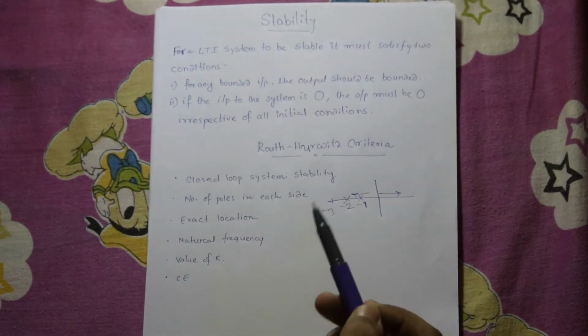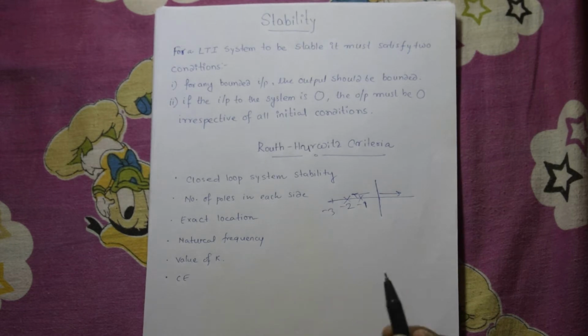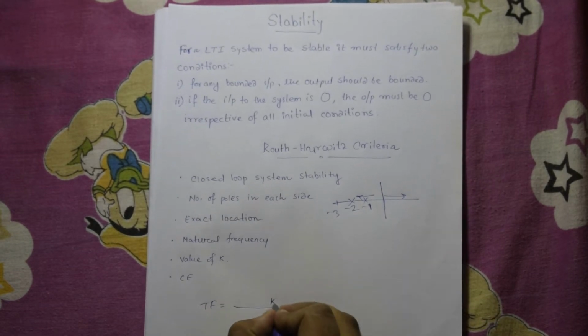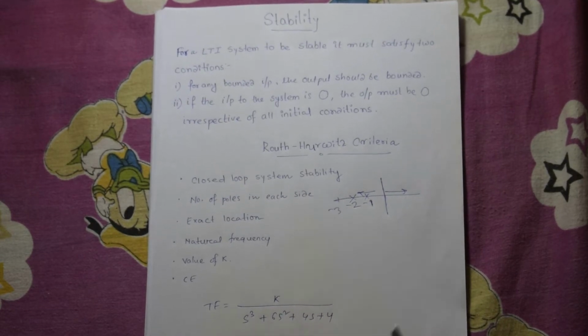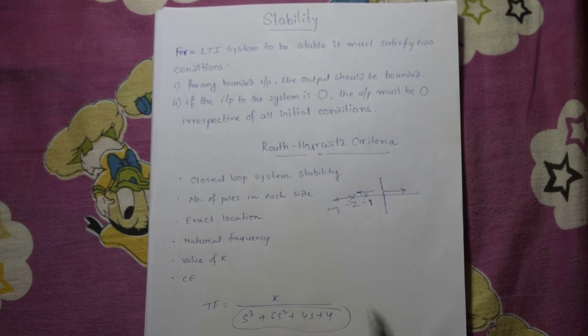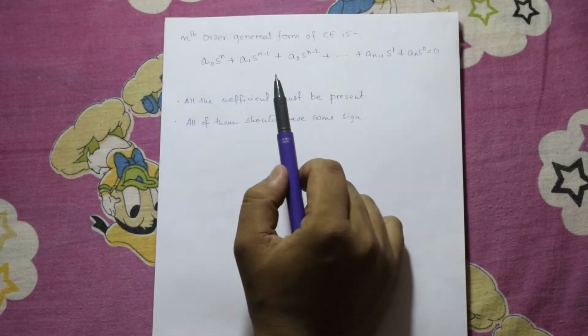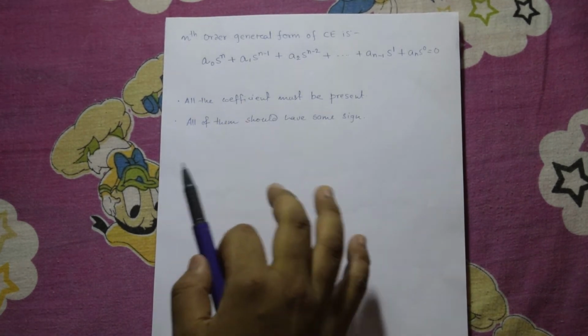So for finding the stability, first of all we need to find the characteristic equation. Let us take a transfer function like this: k by s cube plus 6s square plus 4s plus 4. So here the characteristic equation is the denominator of the transfer function. Here the nth order general form of the characteristic equation is shown. It looks somewhat difficult, but while solving problems we will get to know that it is not at all difficult.